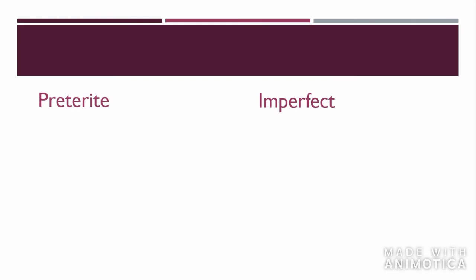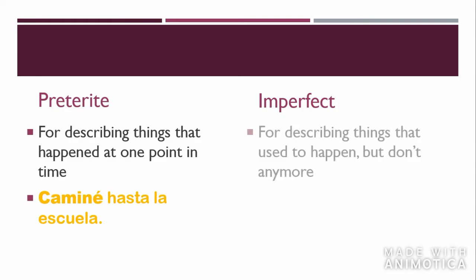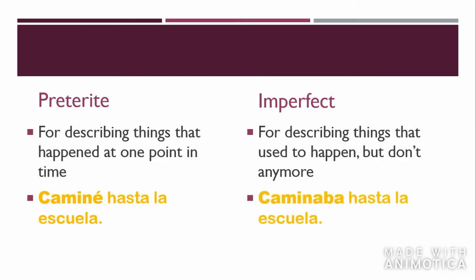Next, the preterite tense is used for describing things that happen at one point in time. Por ejemplo, caminé hasta la escuela. I walked to school. Imperfect tense is used for describing things that used to happen but don't anymore. Por ejemplo, caminaba hasta la escuela.